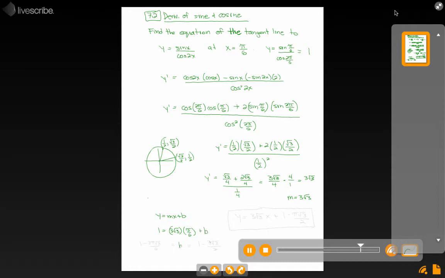Now that doesn't make b into a particularly nice number, but let's just leave it exactly as it looks here. 1 minus 3 pi root 3 over 6, which can be reduced at least a little bit to 1 minus pi root 3 over 2. So my equation of my tangent line is y equals 3 root 3, that's my slope, x, plus this funny b term I just found, 1 minus pi root 3 over 2. Exact value is better than if I started to convert everything to decimals and give an even uglier answer than that.